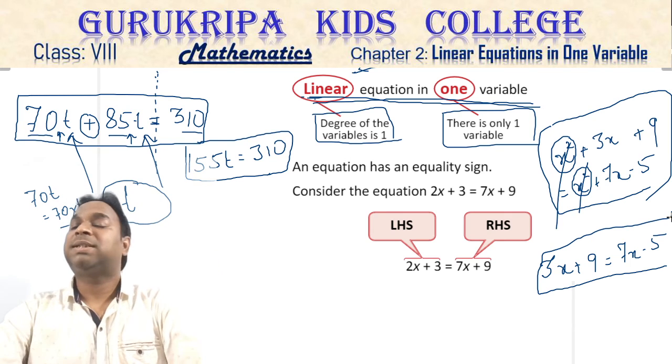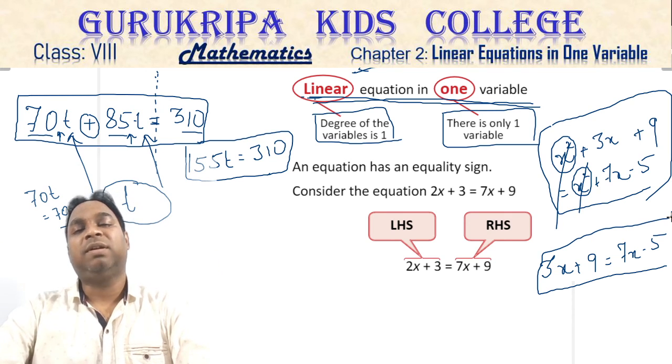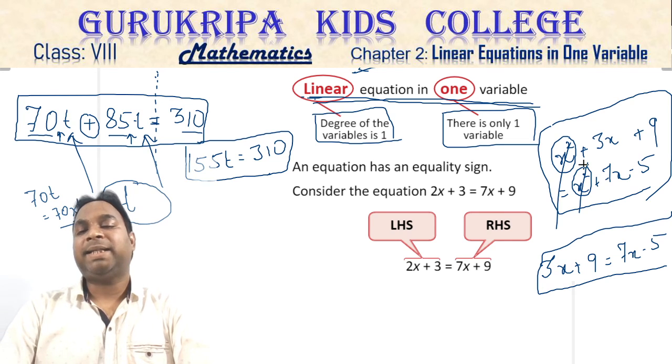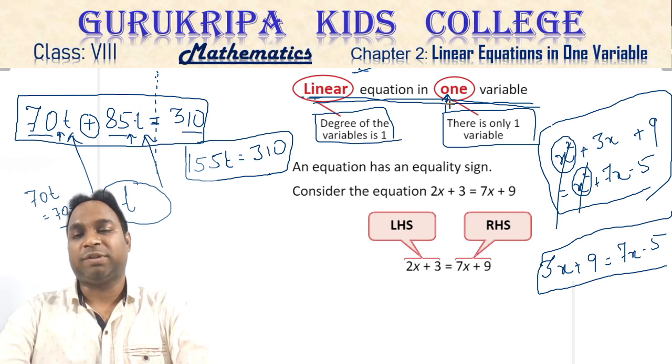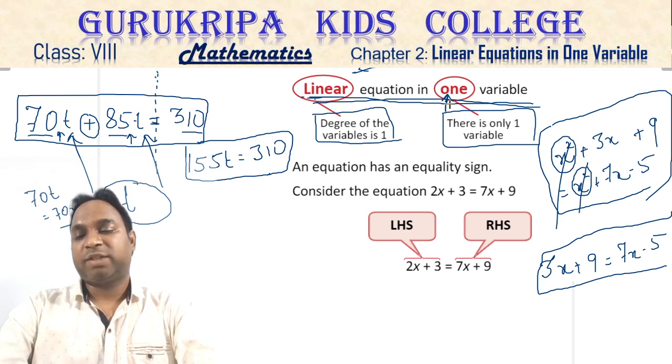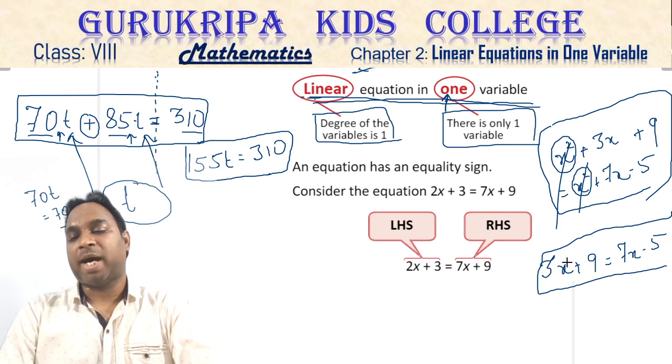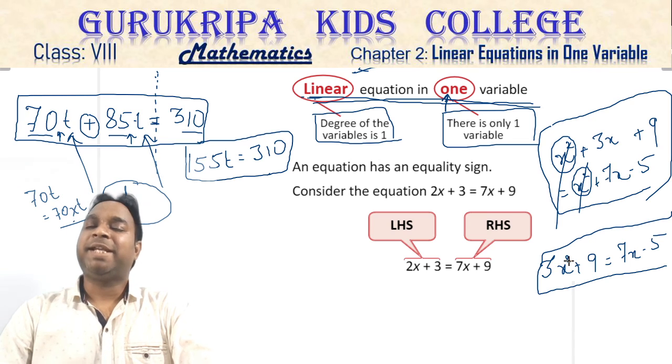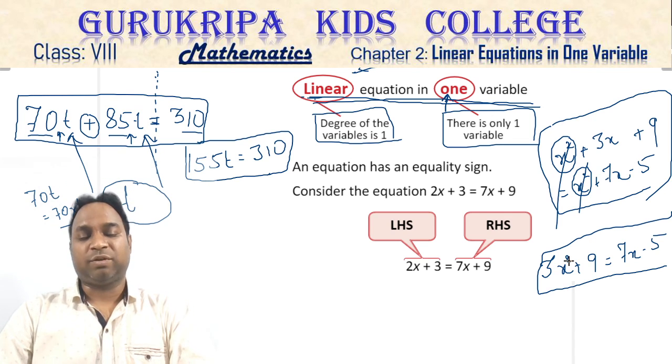So you know now what is a linear equation. To solve an equation, it has to be linear and it has to have only one variable. If there is more than one variable, it cannot be solved. As simple as that. If the degree of the equation is more than 1, that means the variable is being squared, cubed, something like x square, x cube, and if any such thing occurs in the equation, we are not going to solve it. If the number of variables is more than 1, we are not going to solve it.